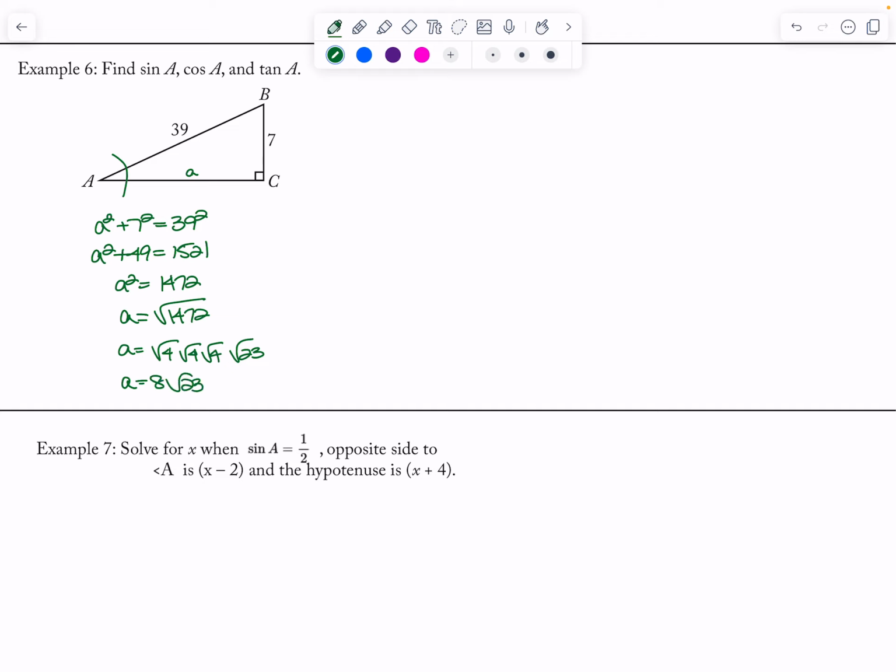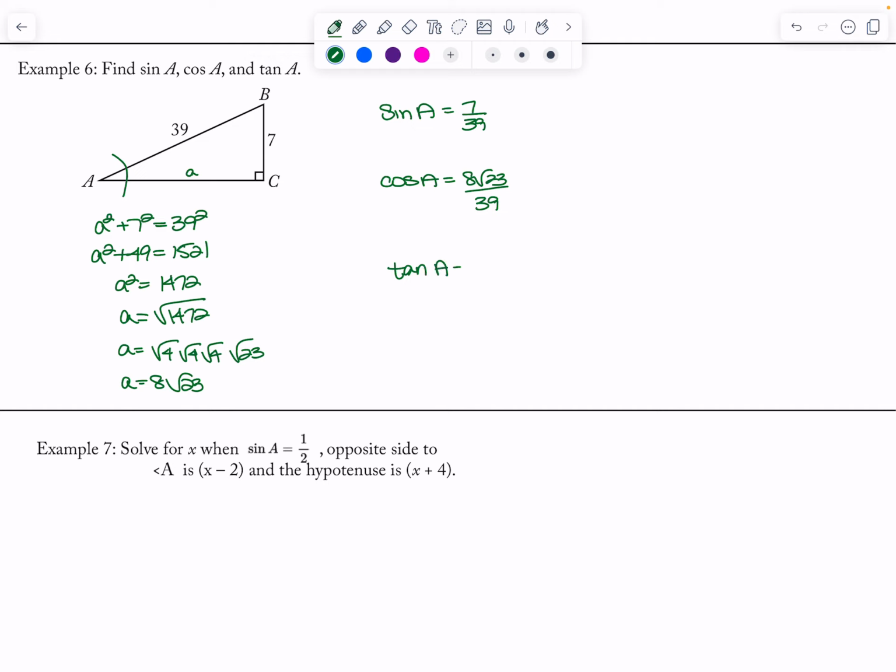So now I'm going to go ahead and find sine. So sine of A is 7 over 39. That's nice. It doesn't reduce. Cosine of A, which is also nice, is 8 root 23 over 39. It doesn't require a lot of effort because there's no root in the denominator.